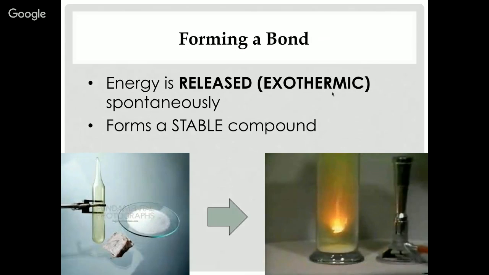Recall that when a bond is formed, energy is released. That's an exothermic process, and it's released spontaneously. The result is the formation of a stable compound. For example, if we take pure sodium and chlorine gas, they come together, release a lot of energy, and the result we get is table salt.